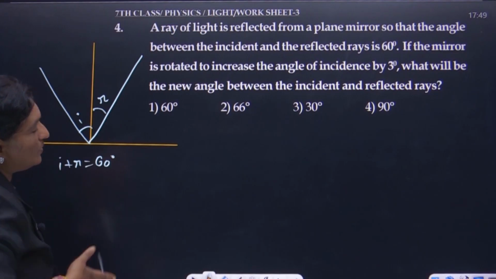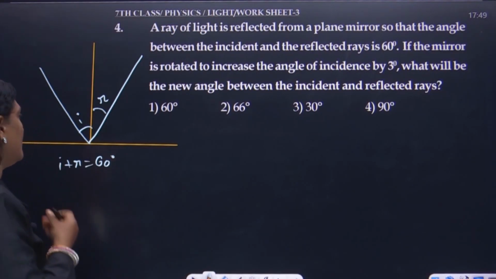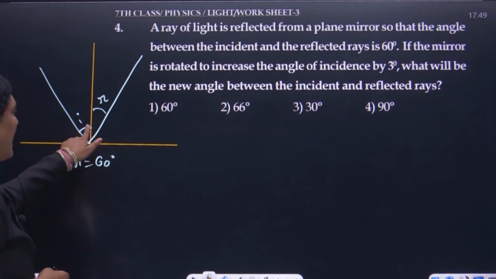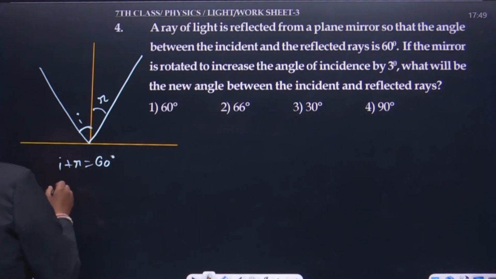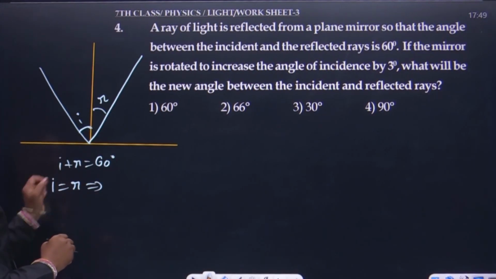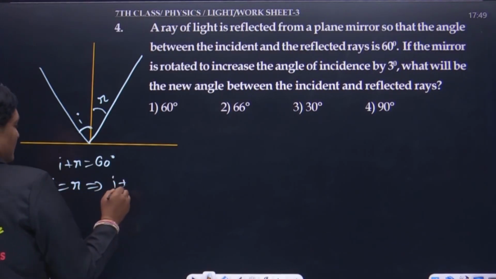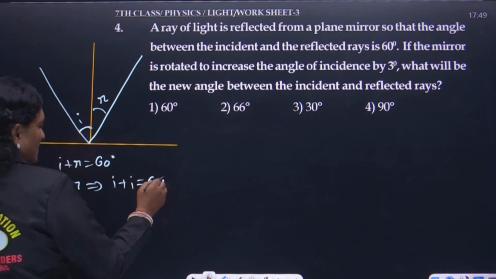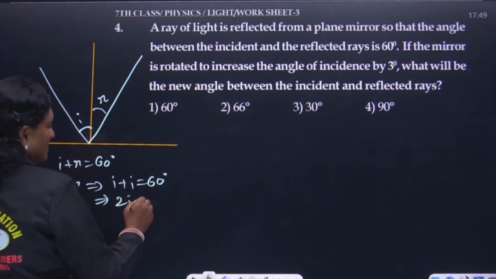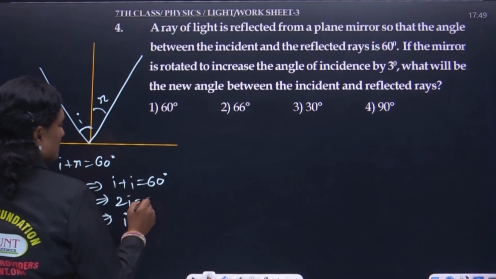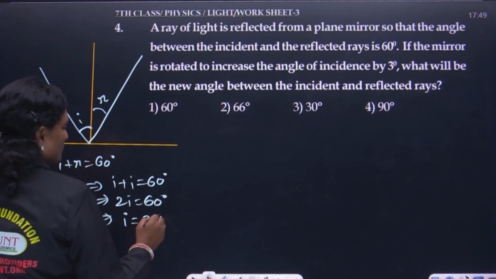If the mirror is rotated to increase the angle of incidence by 3 degrees. Okay, so now what happens? Earlier, I plus R equals 60 degrees, and from the law of reflection we know that I equals R. So wherever you find R, you can replace it with I. So I plus R becomes I plus I equals 60 degrees. This implies 2I equals 60 degrees, or the value of I is found to be 30 degrees.